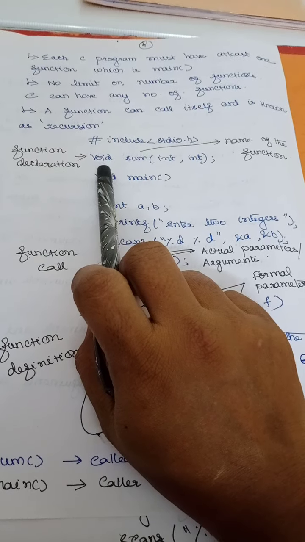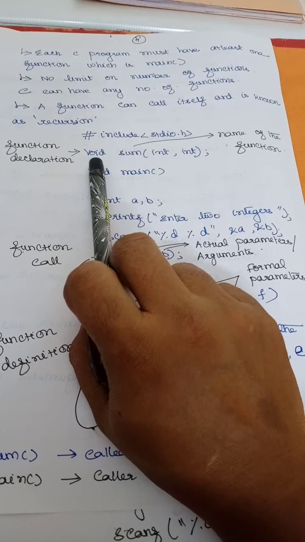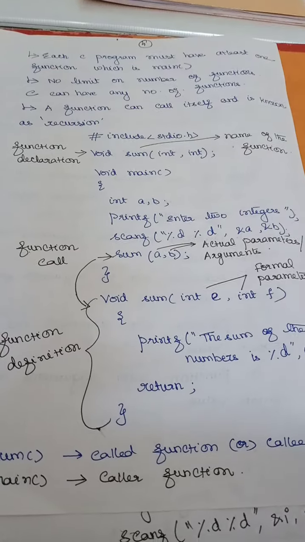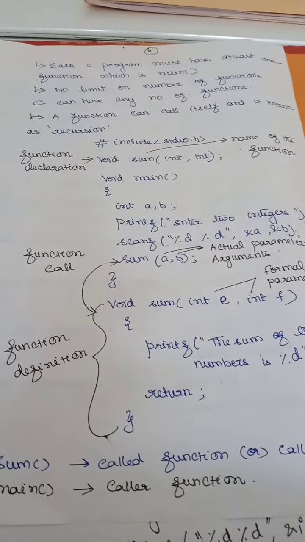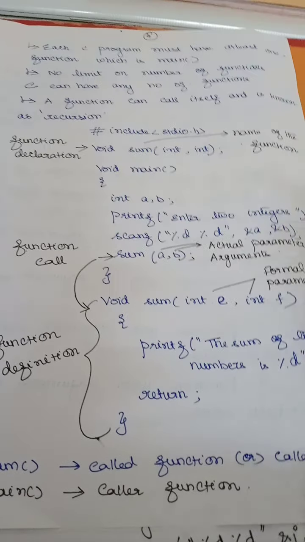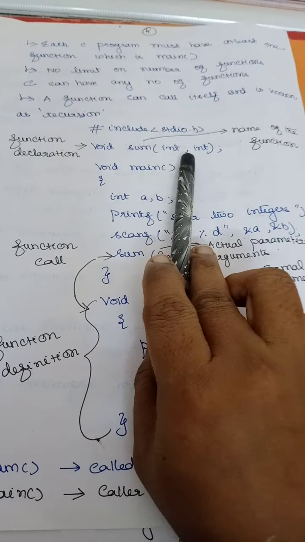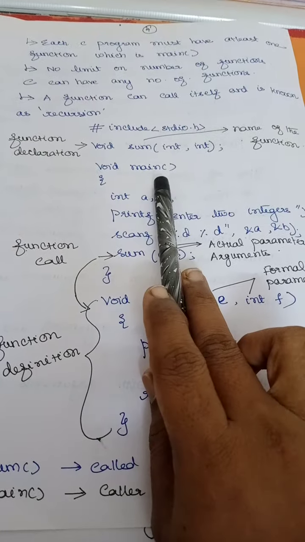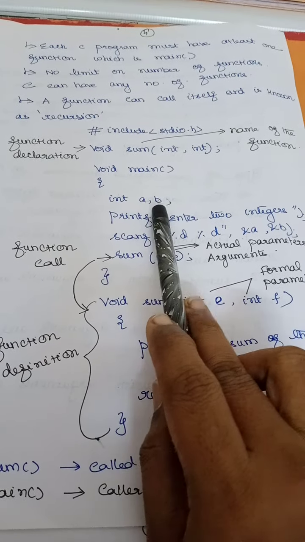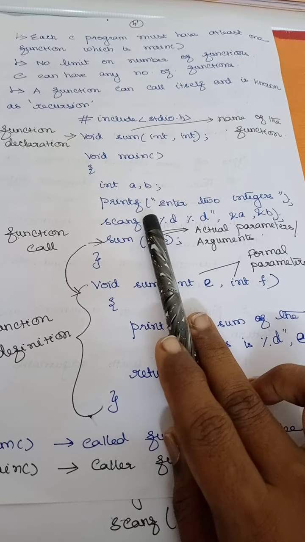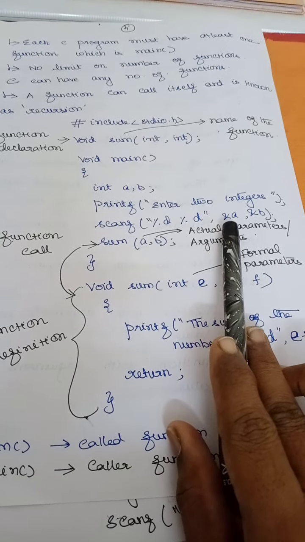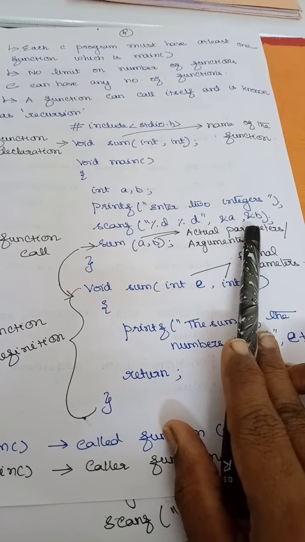But whenever you are returning, if you have returned here int, then you should return only int. You cannot return character or you cannot return float. Is that clear? Right. So this you will call it as a declaration. And here I have a main program, int a comma b. I am going to take two integer values.